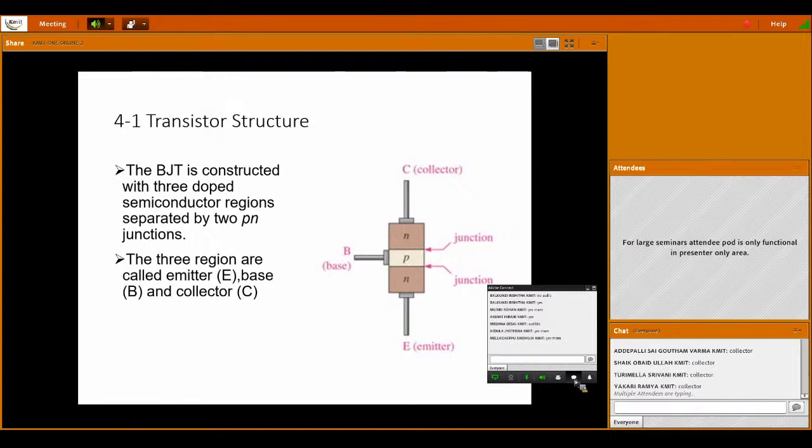Why do we name this a transistor? Can anyone answer? It transfers current from a low resistance region to a high resistance region. Good, right. Next, I'll move to the next slide.